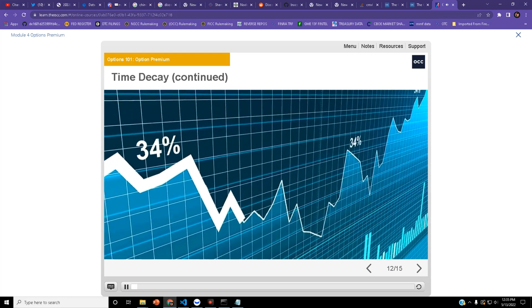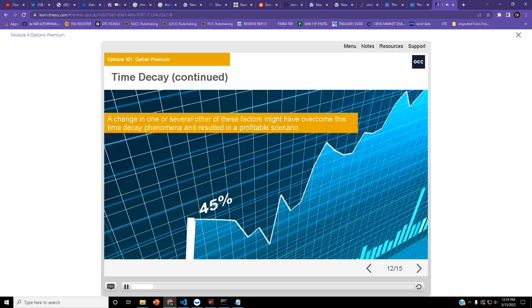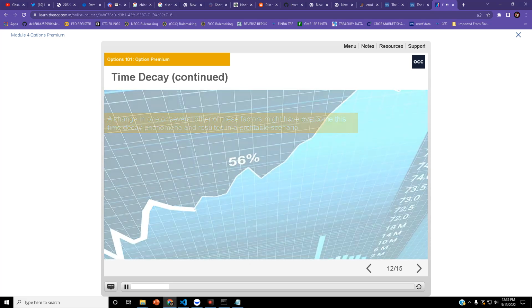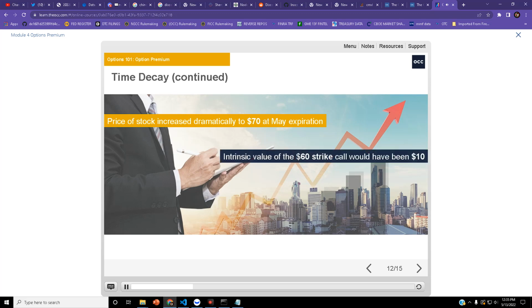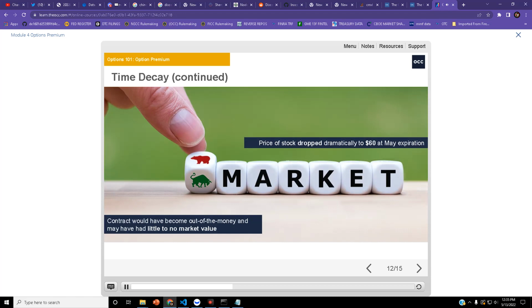Remember, the passage of time is only one of many factors that affect an option's price. A change in one or several other factors could have overcome time decay in this case and may have resulted in a profitable scenario. For instance, had the price of stock in our previous example increased dramatically to $70 at May expiration, the intrinsic value of the $60 strike call would have been $10, considerably more than the $5.75 paid for the contract. On the other hand, had the price of stock dropped dramatically after the call's purchase, it would have become out of the money and possibly have no market value at all. In this case, the effect of time decay might seem insignificant.